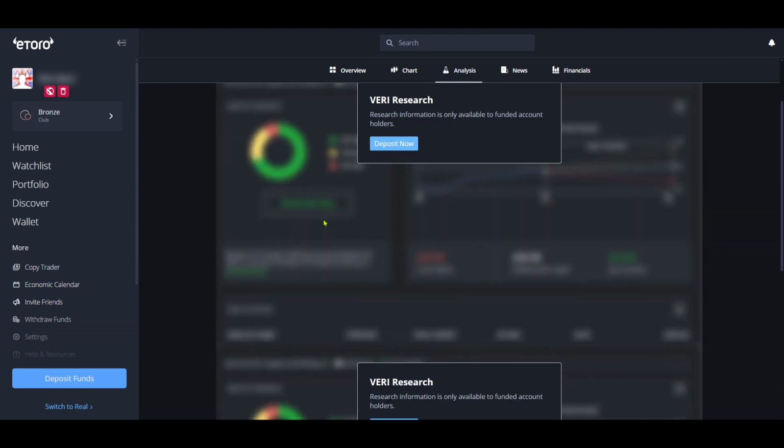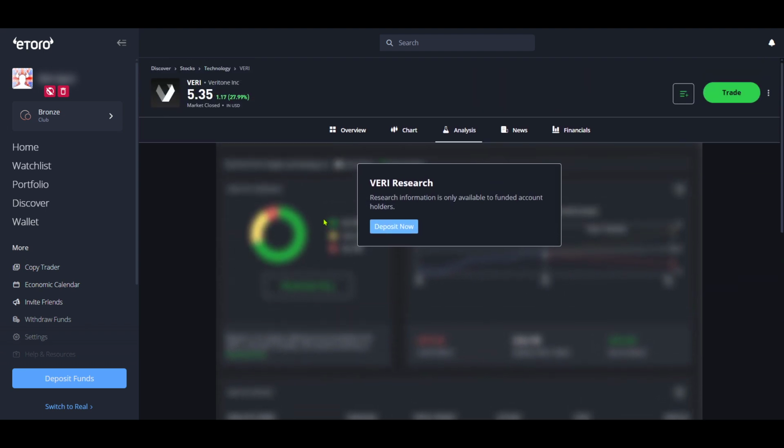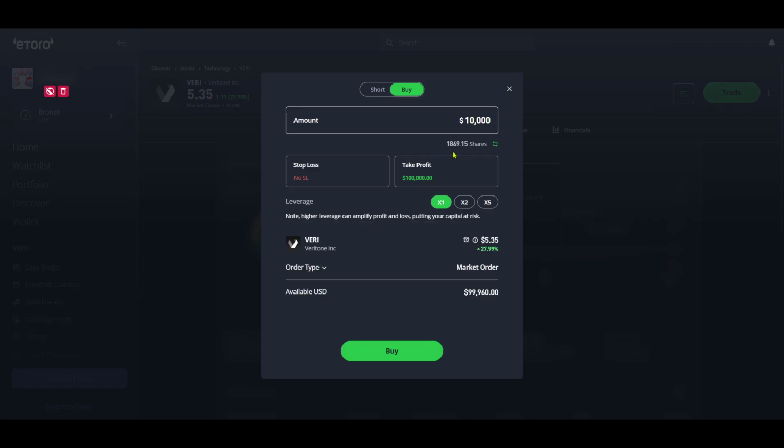Finally, it's time to put everything you've learned into action. Open a trade by selecting the asset you are interested in. Review your analysis. Set the parameters for your trade, which might include the amount you wish to invest and any stop loss or take profit limits. Then confidently execute your trade.